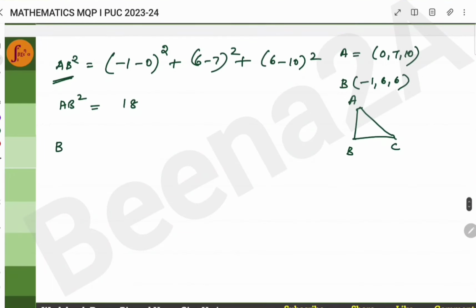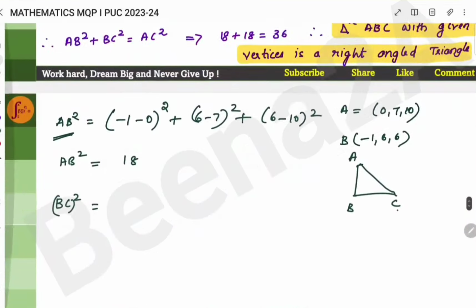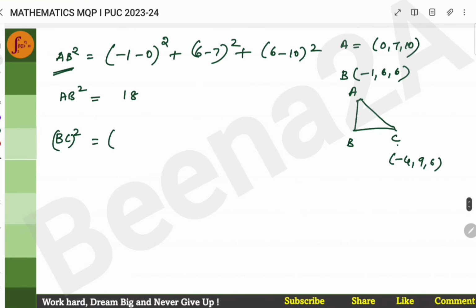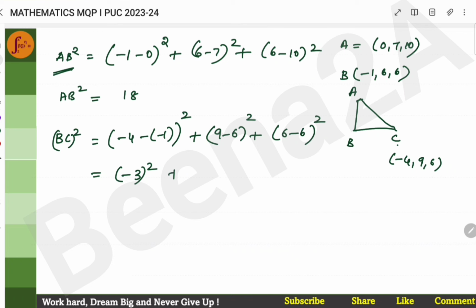Similarly, we'll find BC square, right? BC square would be between these 2 points. What is point C? (-4, 9, 6). So here we will take -4 minus of -1, plus 9 minus 6, plus 6 minus 6. Now all of this we take as squares. So this will be -4 plus 1, which is -3, the whole square, plus 3 square, plus 0 square. So this is going to be 9 plus 9, which is 18. So we have BC square is also 18.